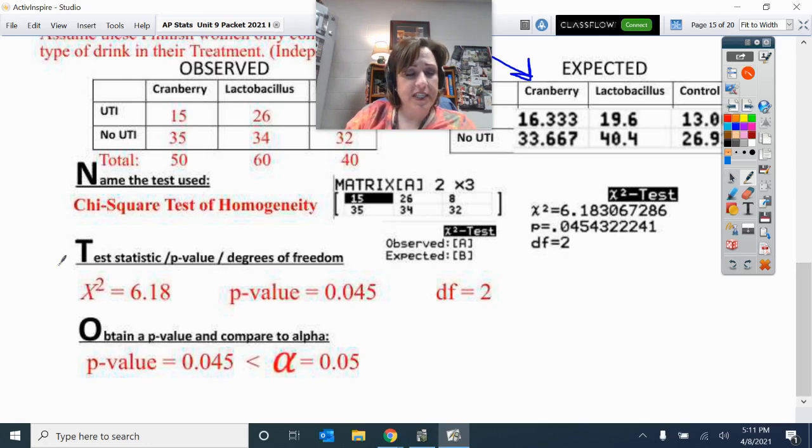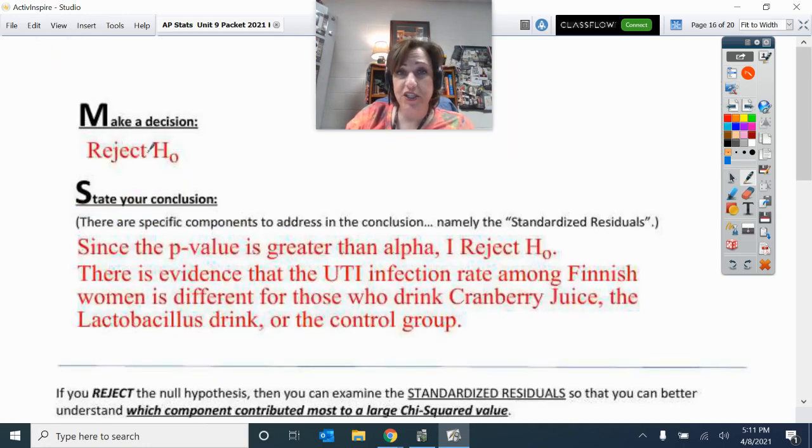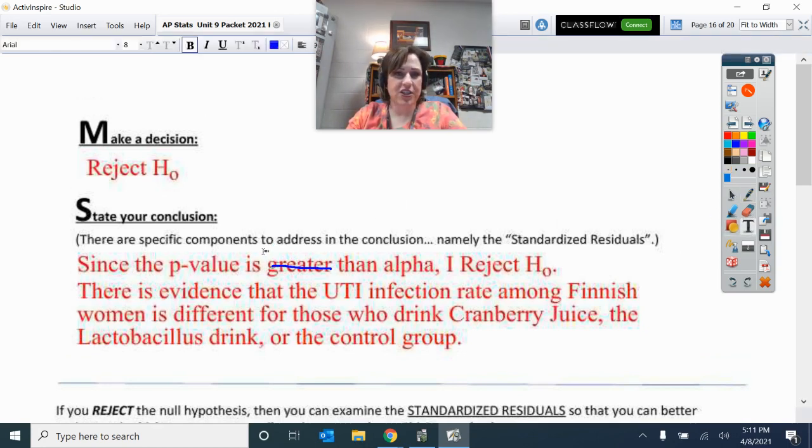Okay, so our test statistic was our chi-squared of 6.18, p-value 0.045, degrees of freedom 2. So our p-value is less than alpha. And we're going to make a decision to reject the null, just barely, but we rejected it. So since the p-value is less than alpha, I reject H0. Okay, so that was weird. Less than alpha, I reject H0. And so there is evidence that HA, the urinary tract infection rate among Finnish women, is different for those who drink cranberry juice, lactobacillus, or the control group.